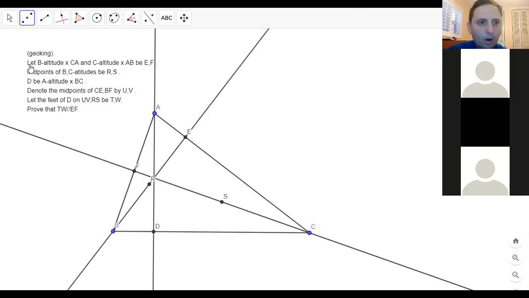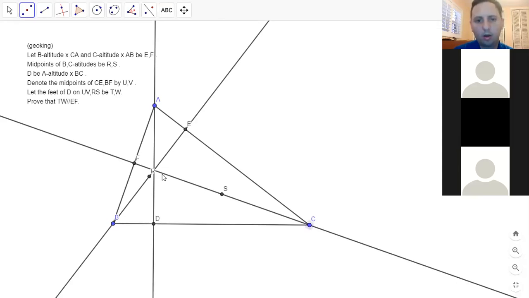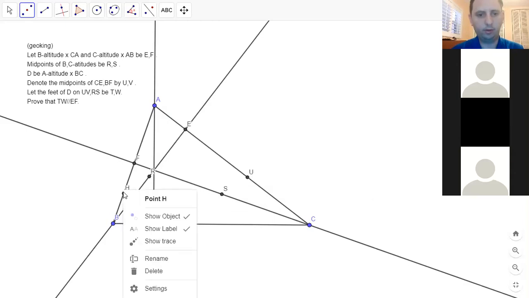Denote the... Oh, so I was doing this part, but then later it says the midpoints of CE and BF, right? Oh, okay, okay. I'm sorry. Oh, it's all right. Midpoints of BE. Or maybe he switched them. I don't know. Maybe it should be the other way. I'm going to first do it this way. So U, and this is V.